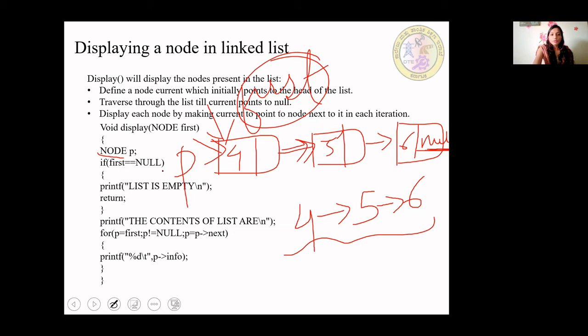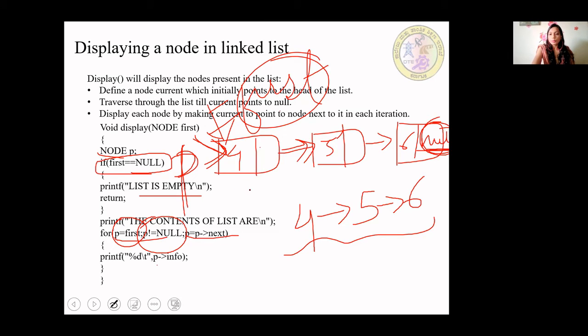First we have to check if first is equal to null. If first is equal to null, it means the list is empty. Else what we have to do? We have to take one more node P, pointing to the first node, and go on traversing until it is not equal to null, and then increment it as P is equal to P of next, and print it.